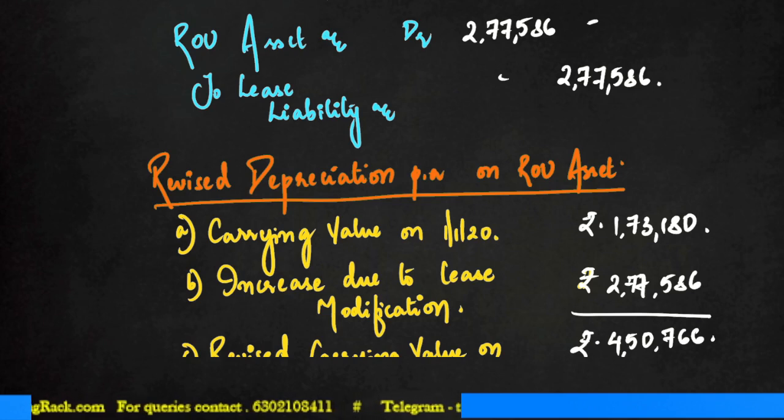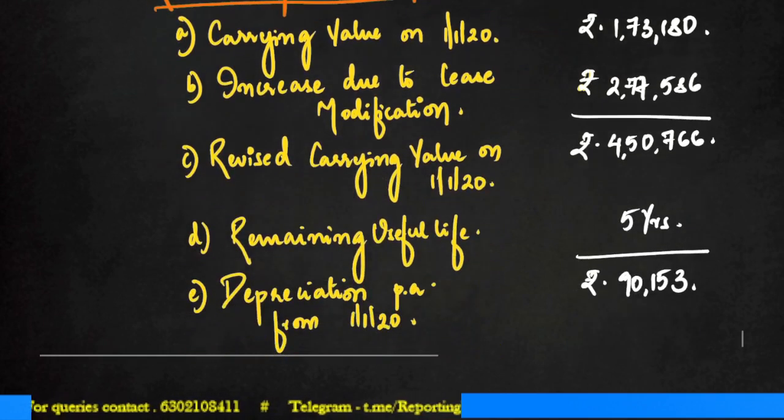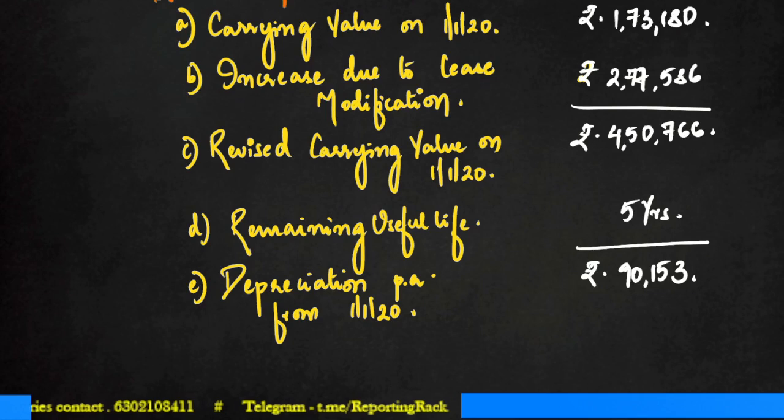Since the value of ROU asset has also changed, we will be able to determine the revised depreciation as well. Original carrying value was 1,73,180 after being depreciated for 3 years. Increase due to lease modification is 2,77,586, which is the same amount of increase in lease liability as well. Therefore, today the revised carrying value is 4,50,766. If I depreciate it over 5 years, that is the remaining useful life, the depreciation on the ROU asset per annum from 1st January 2020 up to 1st January 2025, 5 years, is 90,153.